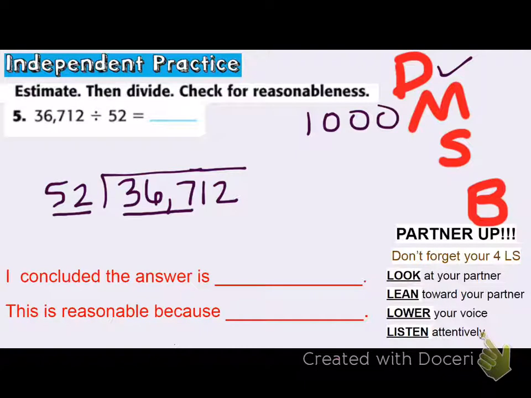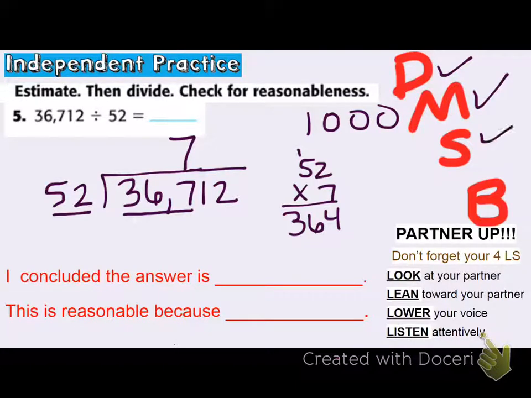Let's try 7 and see if 52 times 7 will work. Hopefully it'll get me close. Well, it's 364. That's pretty darn close. So we can go ahead and move on to subtracting. Let's subtract 364. There's 3 left over, and after we subtract, bring down.